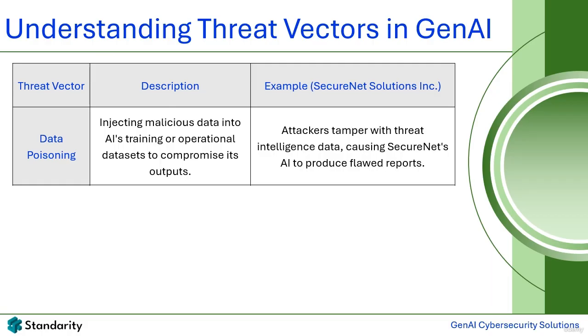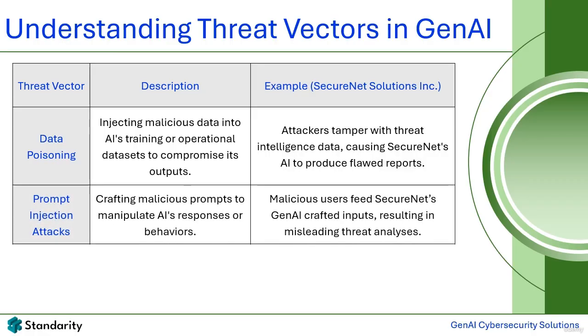SecureNet Solutions Incorporated encountered this when attackers attempted to modify their threat intelligence datasets, leading to flawed risk assessments. To counter this, the company implemented stricter validation processes and monitoring tools for data integrity.